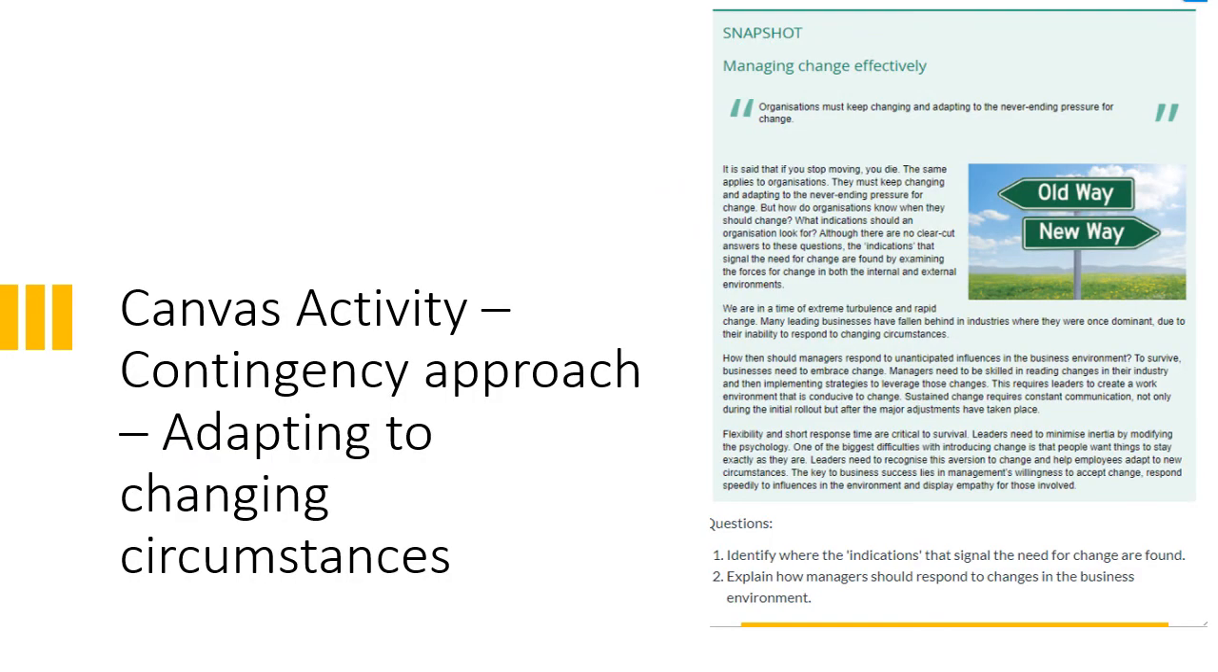Now, you have a Canvas activity, and I've just put it up here for you to have a look at. And this is about adapting to changing circumstances. So how do you actually manage change effectively to make sure that everybody is on board with the change, but everyone's also happy with the change, and I guess has less anxiety, because with change comes a lot of uncertainty, and a lot of people might feel taken aback a little bit, and they might not feel that they can do the best job.